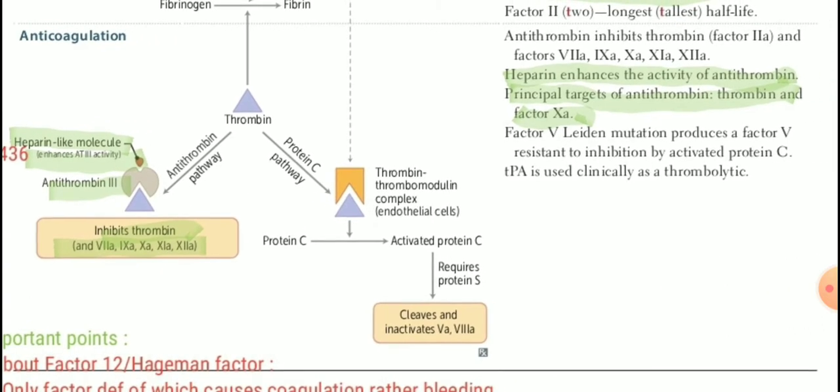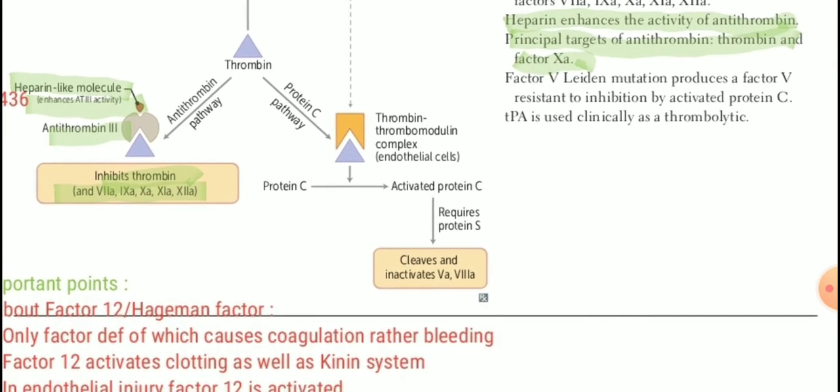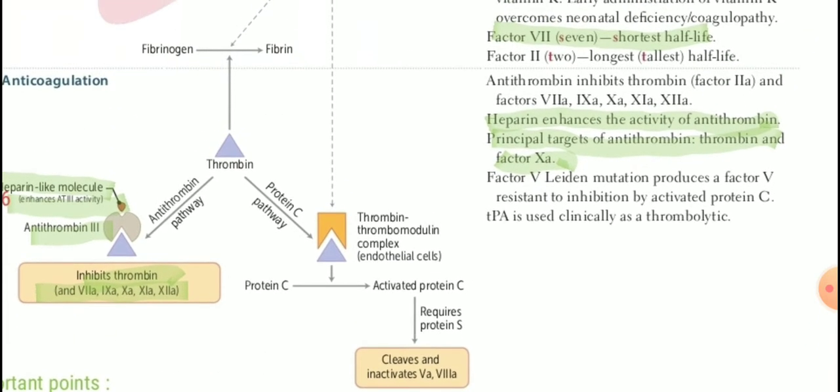And the mechanism of protein C: activated protein C cleaves factor 5 and factor 8, inactivating them. And if factor 5 is resistant to protein C, it is not inactivated. Normally in the body there is a balance between activation and inactivation, and here it is not inactivated, it is resistant. That is factor 5 Leiden mutation. It is a prothrombotic state and is the most common genetic cause of a prothrombotic state.